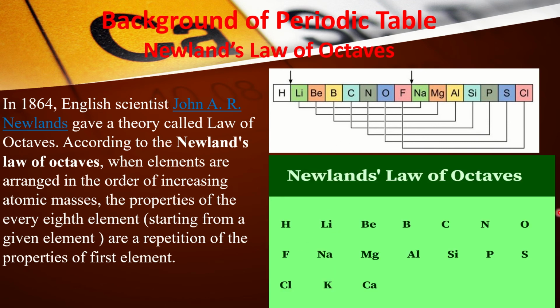Here he arranged the elements in this way: hydrogen, lithium, beryllium, boron, carbon, nitrogen, oxygen. Then the eighth element again, fluorine, sodium, magnesium, aluminium, silicon, phosphorus, sulfur. Again the eighth element comes, chlorine. So that means here the properties of hydrogen, fluorine, chlorine have similarity. Lithium, sodium, potassium have similarity. Beryllium, magnesium, calcium have similarity. It is called Newlands' law of octaves.